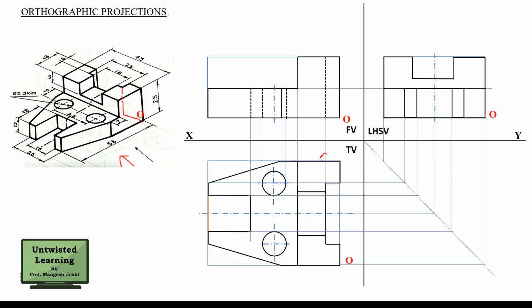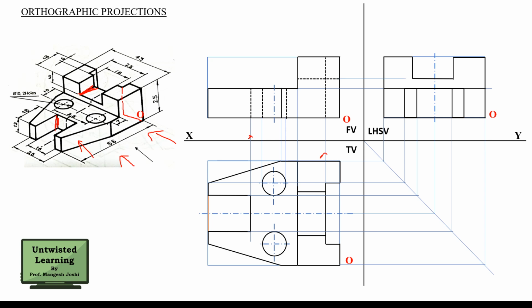Similarly, this edge will not be visible from the front direction, so that's why I have projected this edge, right, and it is drawn hidden in front view. Similarly, this horizontal portion will not be seen from this direction, and hence that is to be drawn hidden.